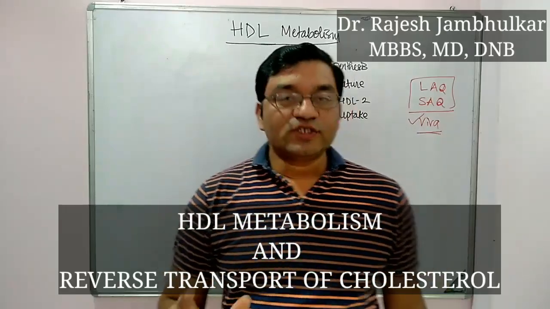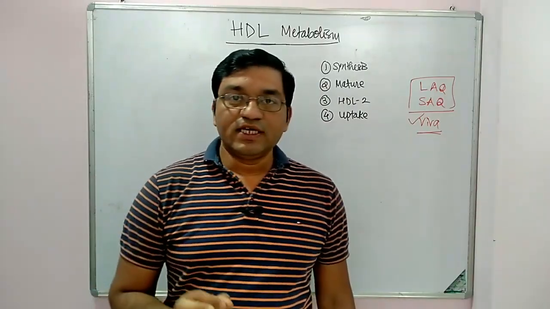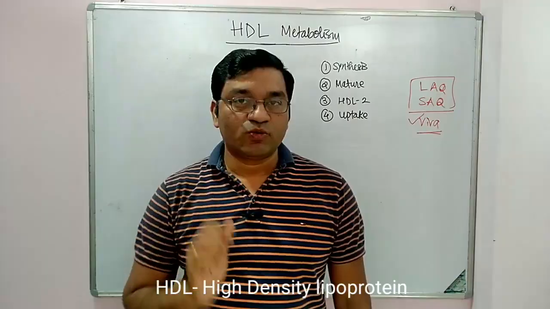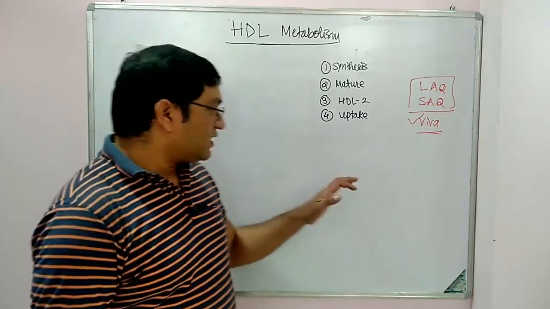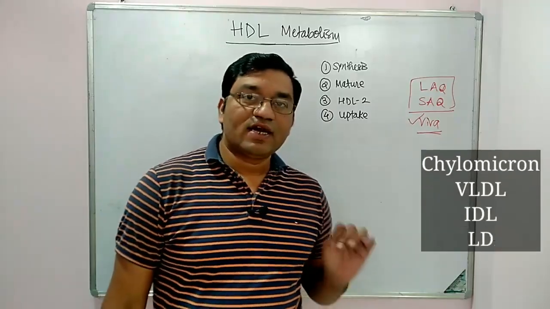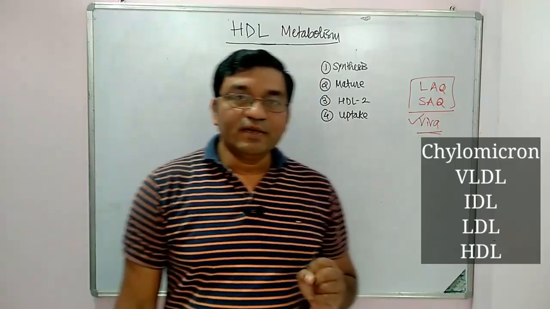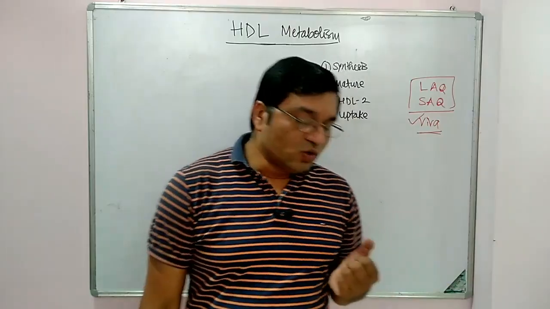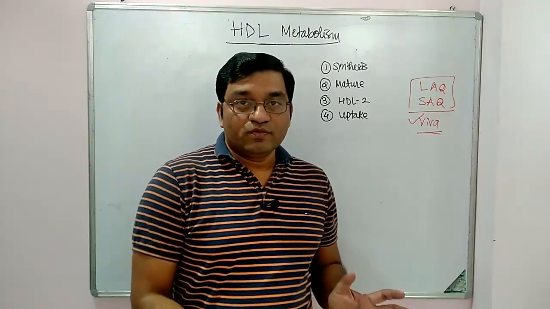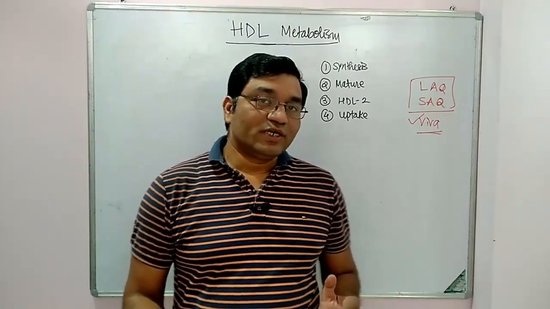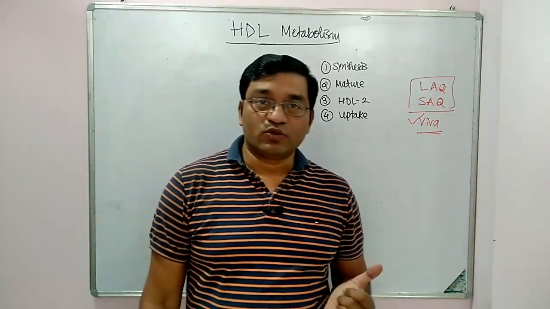Hello friends, today's topic of discussion is HDL metabolism. HDL means high density lipoproteins. There are 5 important lipoproteins: chylomicrons, VLDL, IDL, LDL and HDL. All of you know that lipids cannot be transported alone in the plasma, so they have to be conjugated with something which is soluble in water. So it is complexed with protein, and these compounds are known as lipoproteins.